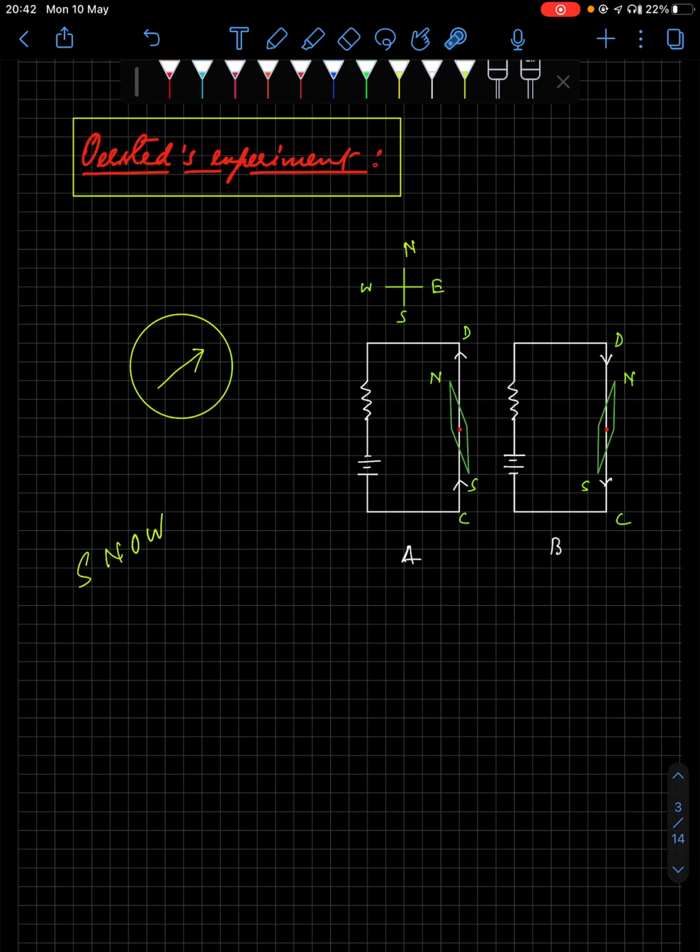The situation will be just the opposite when the current direction changes. When the current is entering the north and leaving the south, the north of the compass needle deflects in the opposite direction. This indicates that a wire carrying current produces a magnetic field around it.